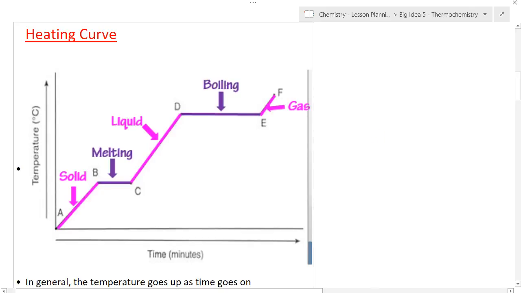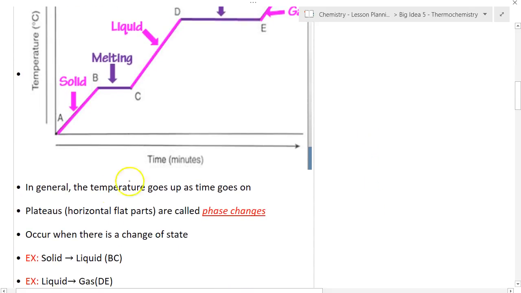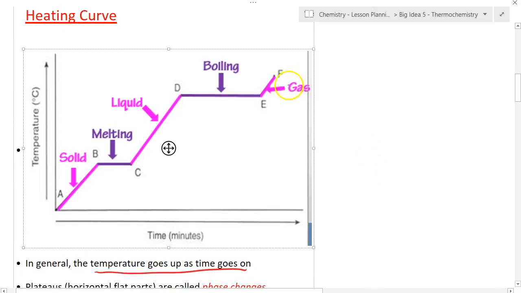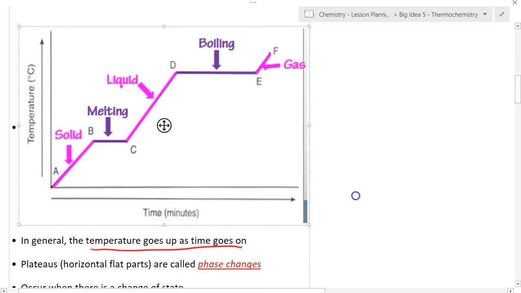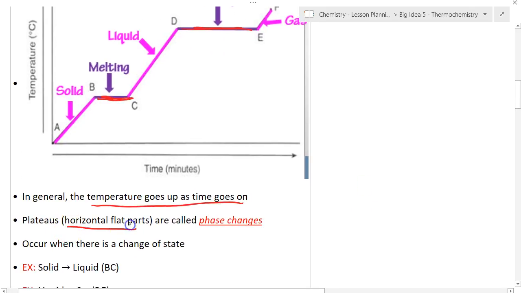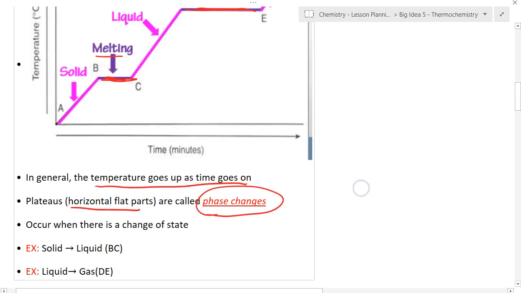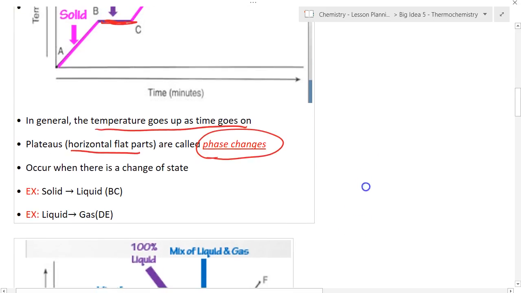Okay, so the main point of this is a heating and cooling curve. We have to understand and read what's going on in these. So in general, the temperature goes up as time goes on. So in a heating curve, temperature is going upward. We have this upward slope. The only time that it's not is during these plateaus. These plateaus, these horizontal flat parts, represent phase changes. So whenever there's a flat part, it's changing between phases, such as melting or boiling. Whenever there's a change of state, there is a flat part.